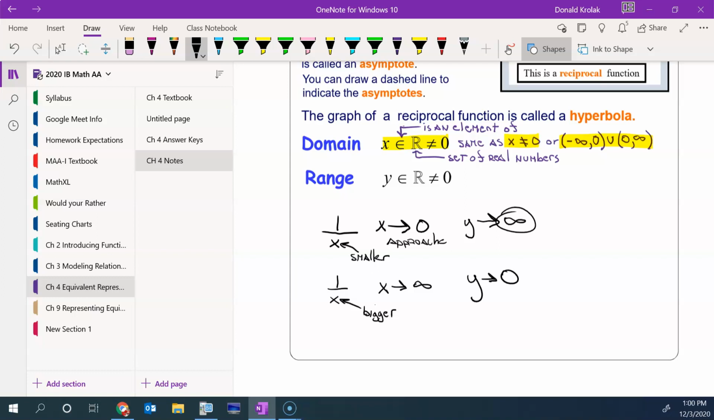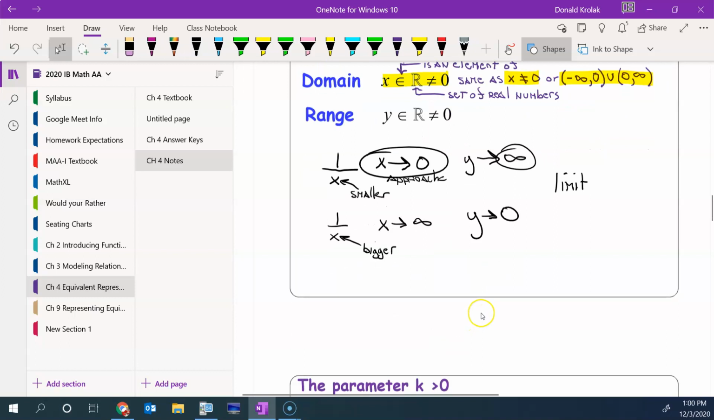So this concept of getting really close to something but never actually reaching it is known as a limit. As one variable approaches a certain number, the other variable approaches another number but doesn't reach it. Here's this kind of concept.